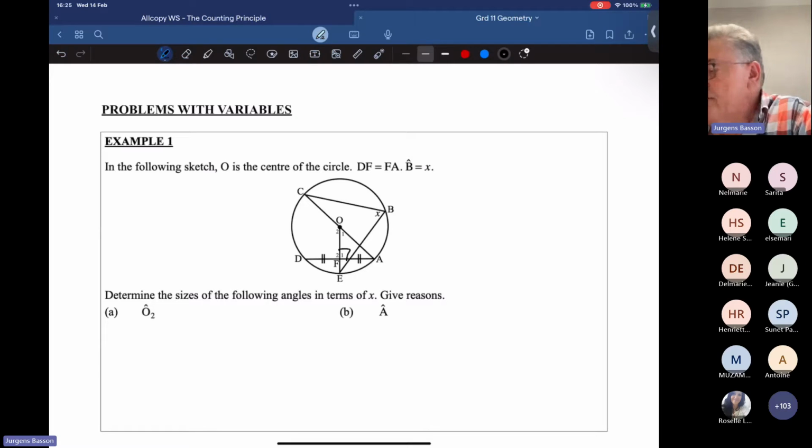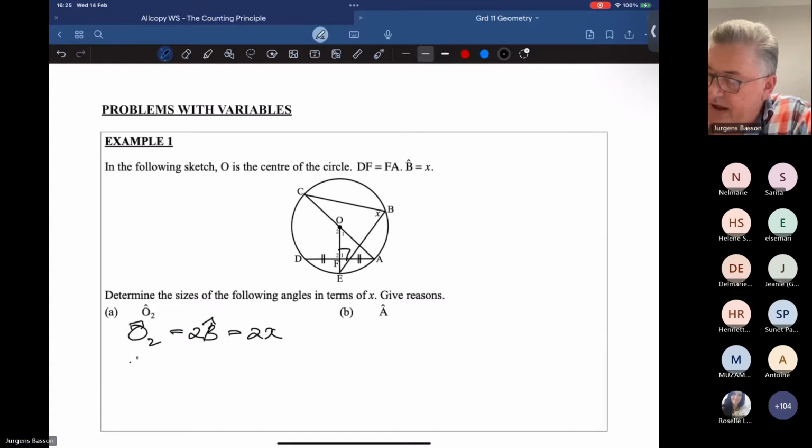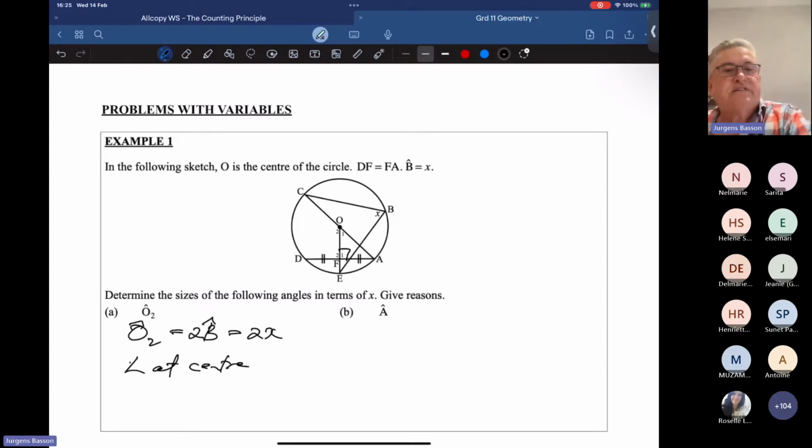And what else? Something else I notice is that there we have angle at center, and there we have angle on circumference. So O2 is twice B. And by the way, that is the first question. So we're going to say that O2 is 2 angle B, which is equal to 2x. And that is angle at center equal to twice angle on circumference. So that was not too bad.